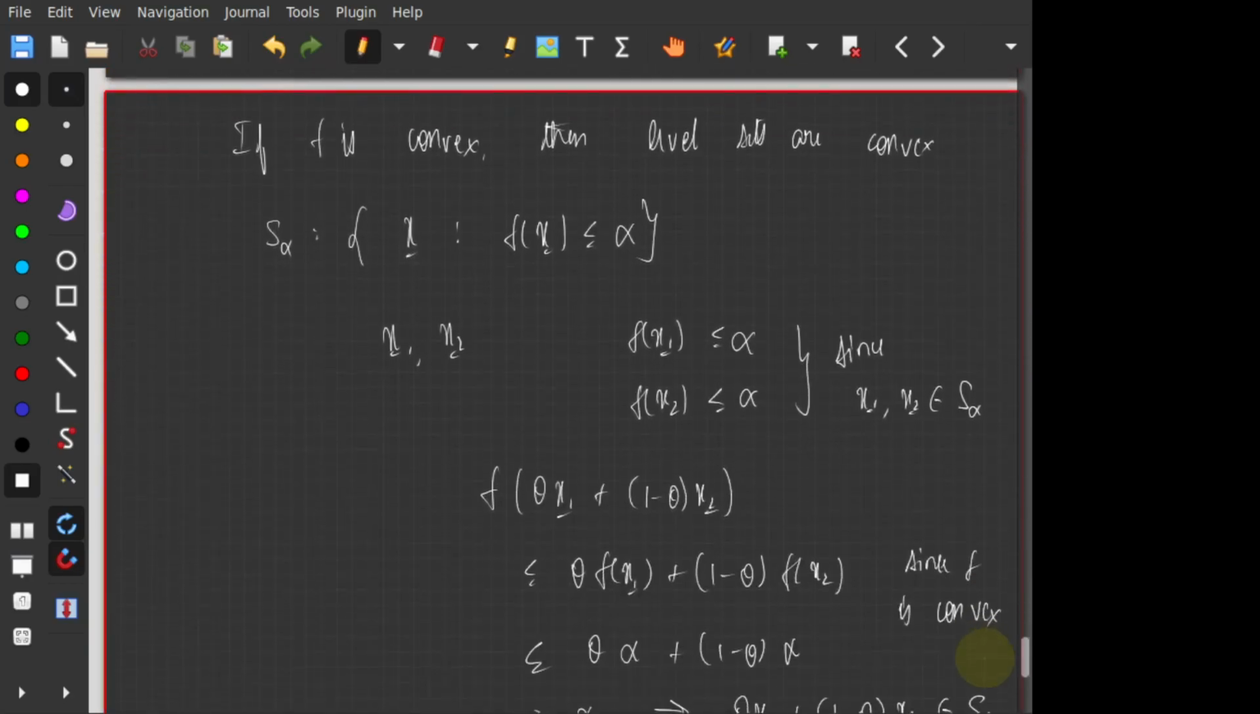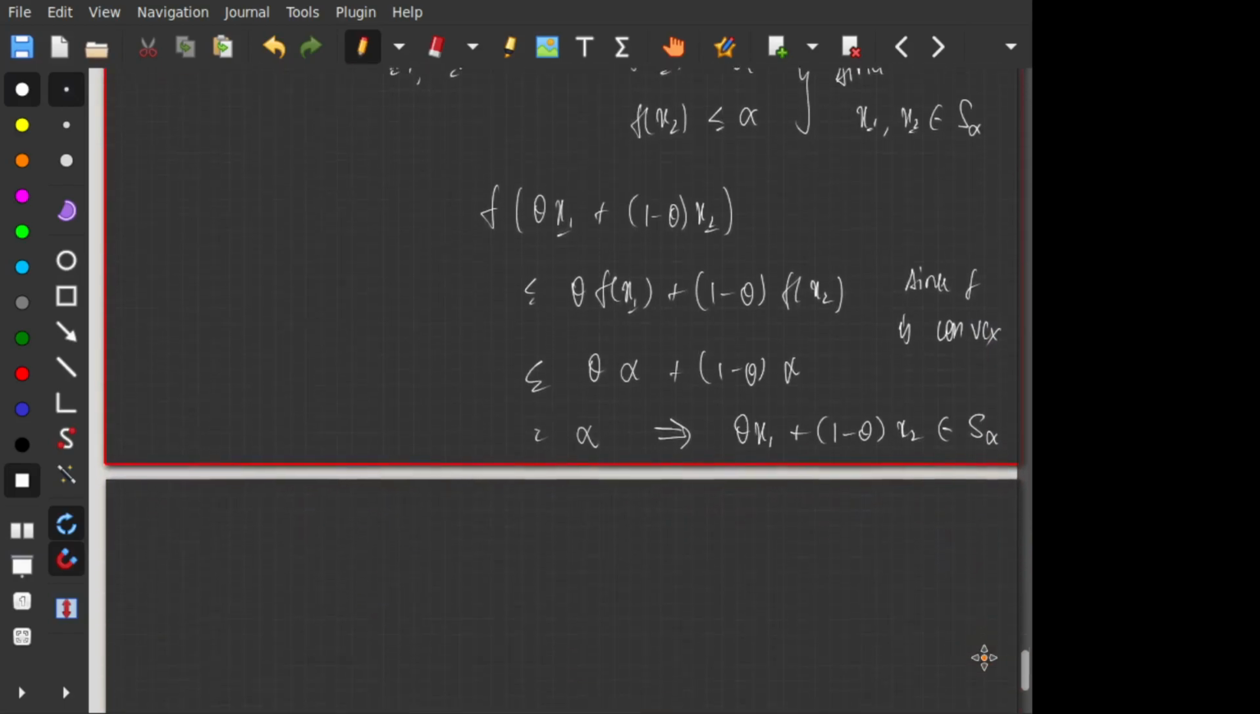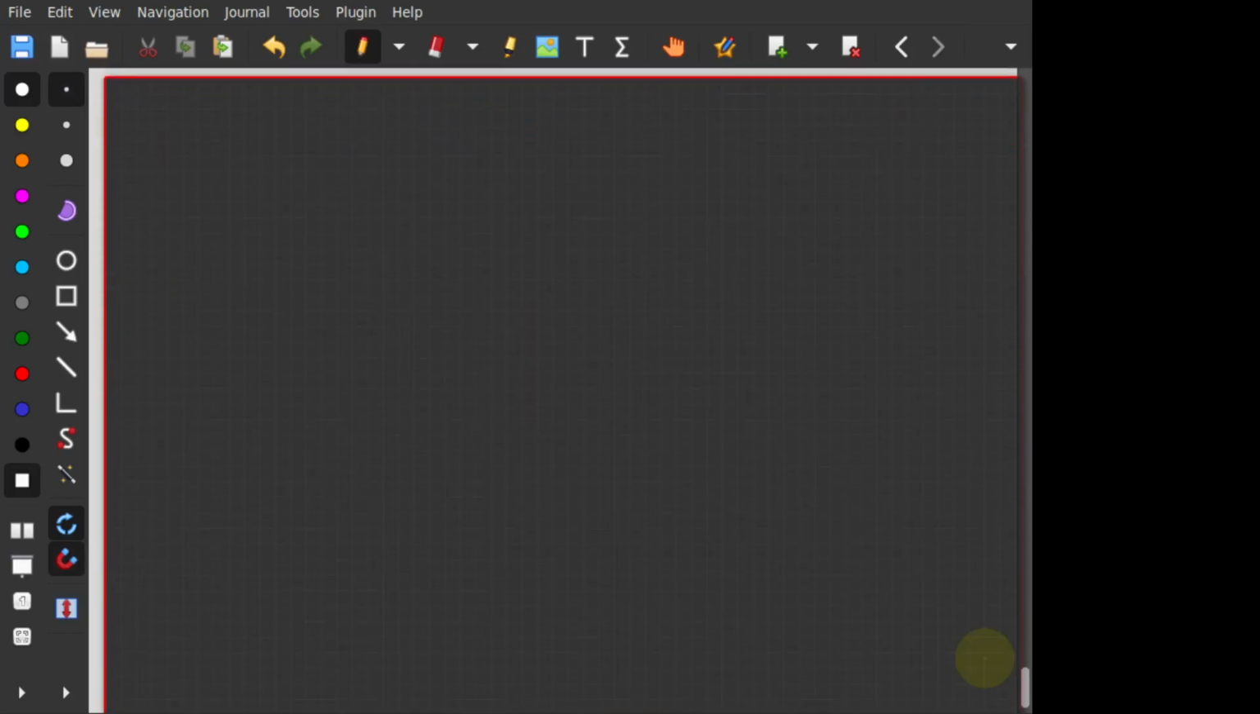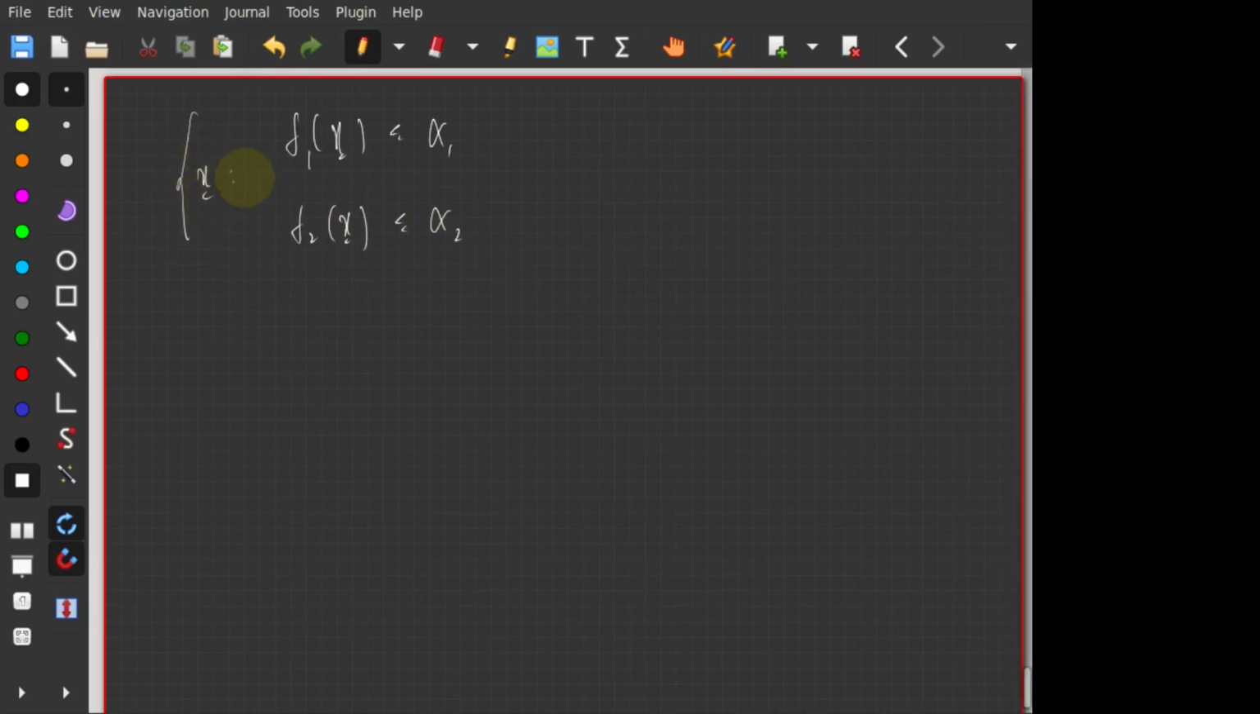So this is a very useful property, because let's say that we want to solve convex optimization problems. What kind of constraints can we handle? We know that we can handle convex constraints. So if I give you constraints of the form f1 of x less than or equal to alpha 1, f2 of x less than or equal to alpha 2, and so on, fk of x less than or equal to alpha k.